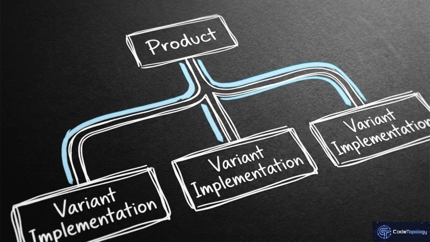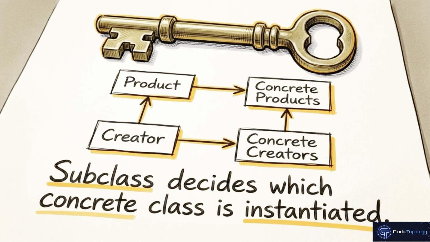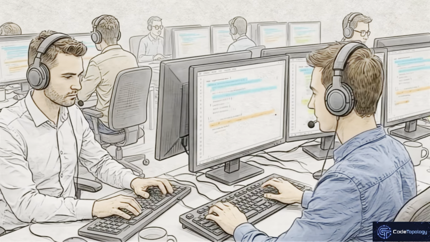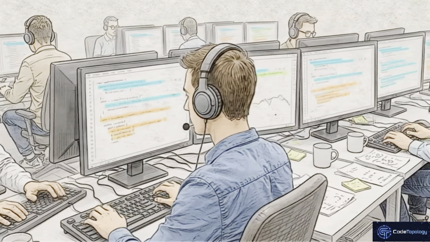One product, many variants. The subclass decides which concrete class is instantiated. This cheat card puts the entire architecture in one place. The subclass chooses the product.